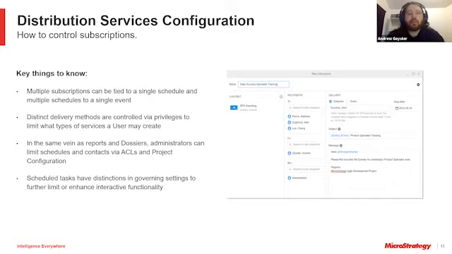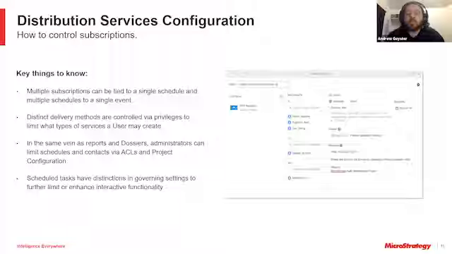It's also important to remember that distinct delivery methods do have various privileges. Underneath the server distribution license, we do have the ability to control what types of services and subscriptions a user can create. This can allow for vetting what users are allowed to represent content in what specific manners on the environment.